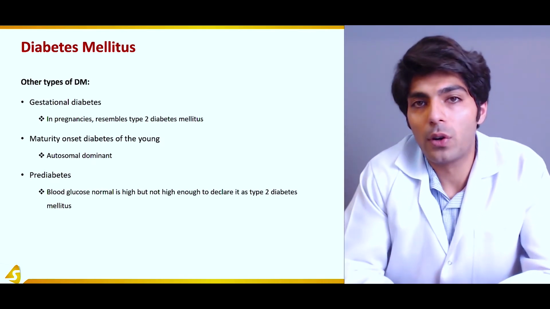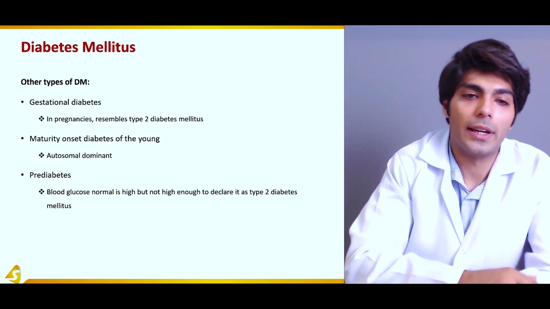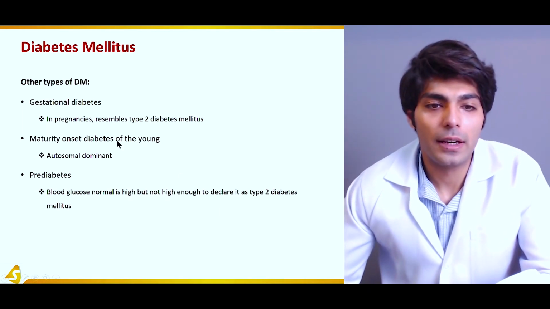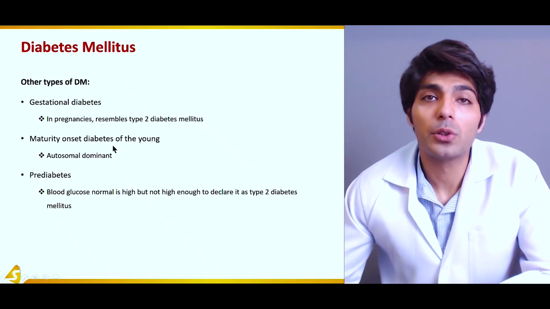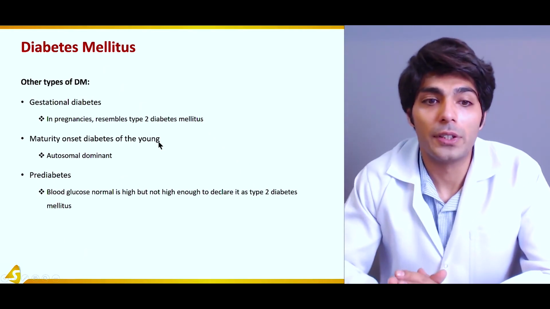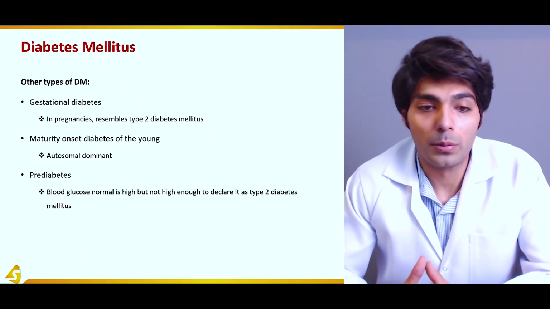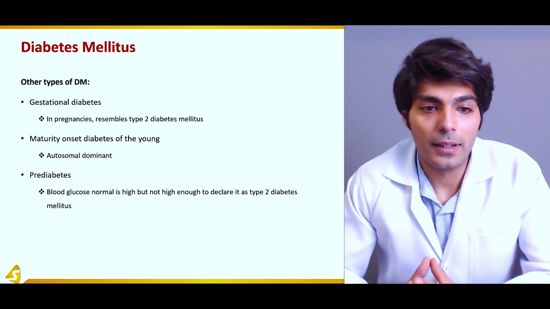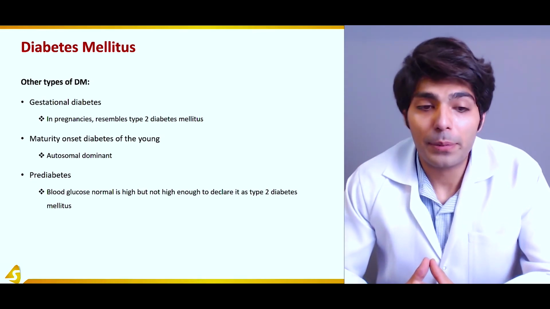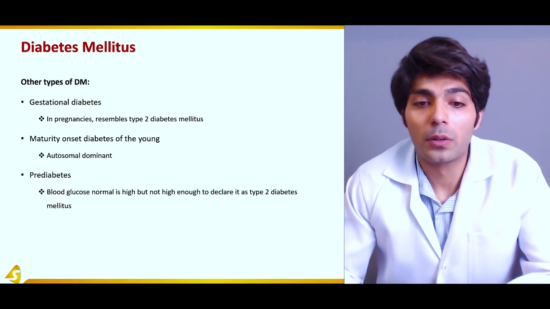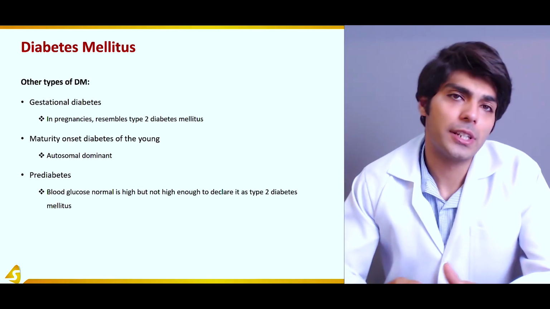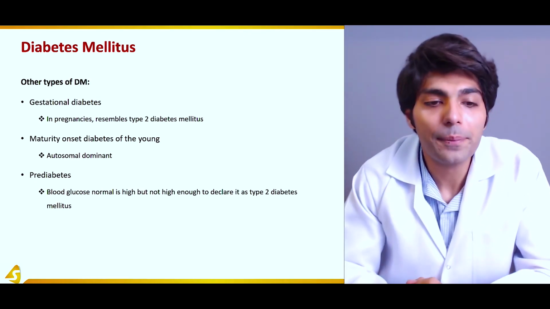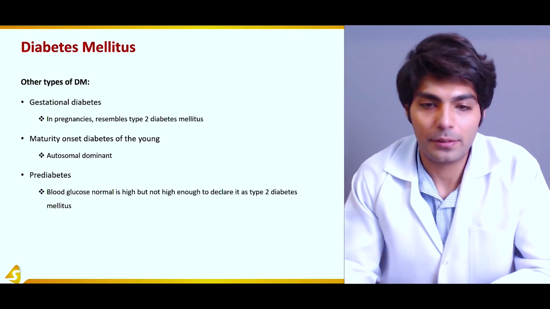Then there are other types of diabetes mellitus other than type 1 and type 2. Gestational diabetes occurs during pregnancy, and it resembles type 2 diabetes mellitus. Then we have maturity onset diabetes of the young, which is an autosomal dominant disease. Then we have pre-diabetes. The blood glucose is high, but not high enough to declare it as type 2 diabetes mellitus, usually in the range of 110 to 115. It is a state of pre-diabetes.